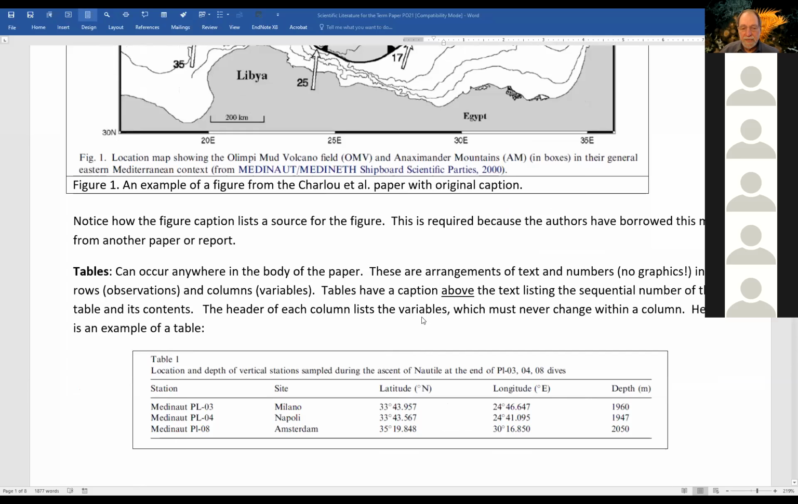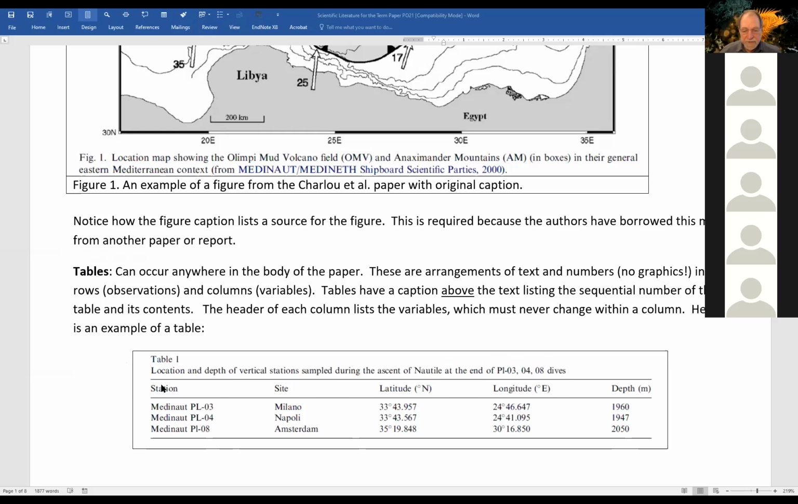Okay. Now, tables are also an important part of a scientific paper, and they can occur anywhere in the body of the text. But a table, unlike a figure, contains no graphic elements. There are some exceptions to that, but the standard definition is that there are no graphic elements, just text and numbers. And the text and numbers are arranged in rows and columns. So this is table 1 from that figure. And what this table is telling us is the location and depth of vertical stations sampled during the ascent of Nautile. Nautile is a submarine, at the end of these dives.